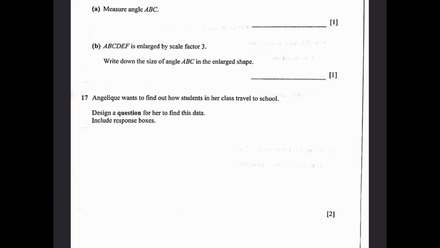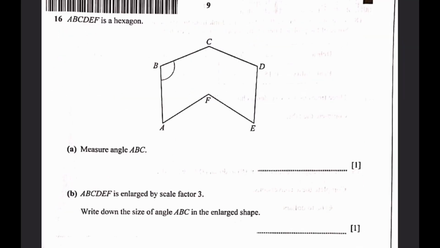Let's move on to question 16. ABCDEF is a hexagon. Part A, measure angle ABC. I have already measured this angle and it is actually 110 degrees. Let's move to part B. ABCDEF is enlarged by a scale factor of 3. Write down the size of angle ABC in the enlarged shape.